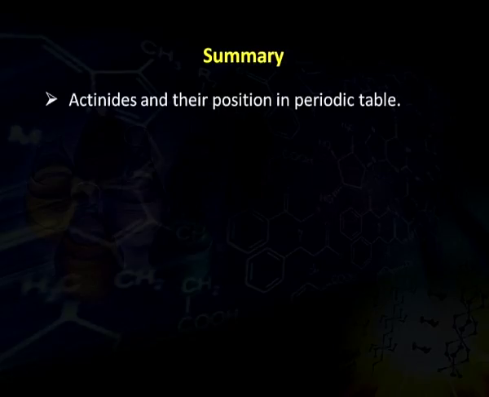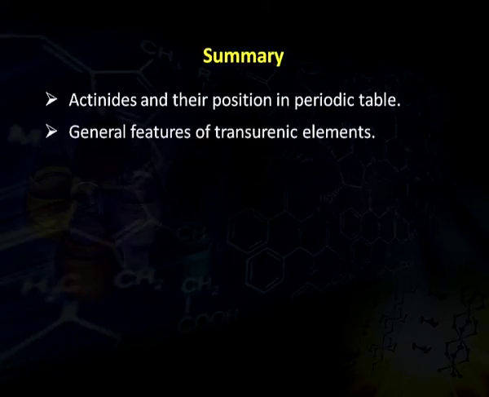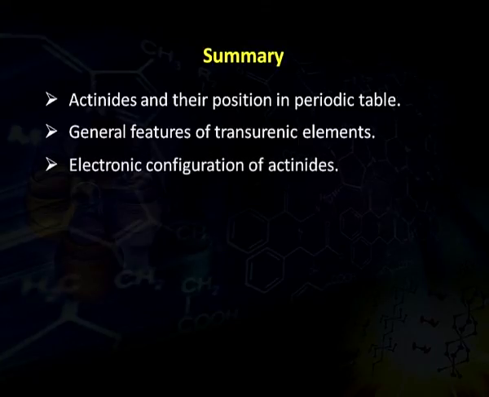Let us summarize the points. Actinides and their position in the periodic table were discussed in detail, how they form the second transition series, the inner transition series. Further, the general features of transuranic elements, how they were discovered, and the electronic configuration of actinides, how the electrons get accommodated in the f orbital, were discussed in detail. The electrons being accommodated after thorium or after promethium was discussed.